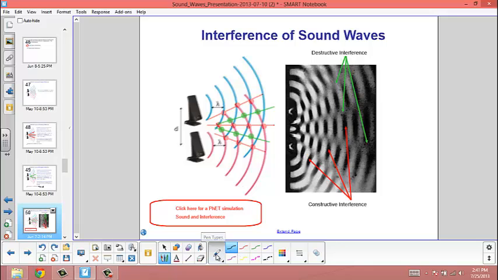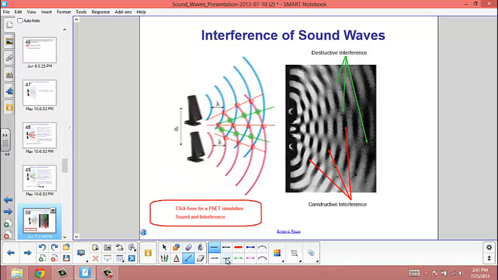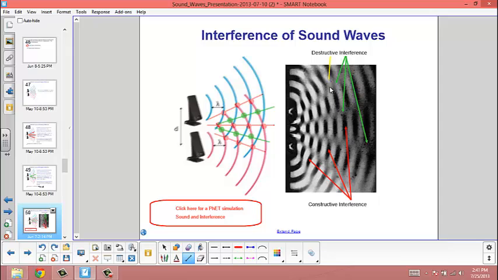If we were to create, well, let's create a line. And we'll make this line yellow. And I'll draw that line from the top to the bottom. If we were to walk along that line, let's walk the line. If we're standing at that location, we hear loud. If we stand here, soft. At that location, loud. Right here, soft. Loud, soft, loud, soft, loud. This is called a fringe pattern.